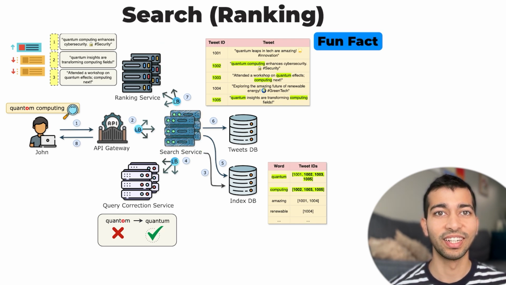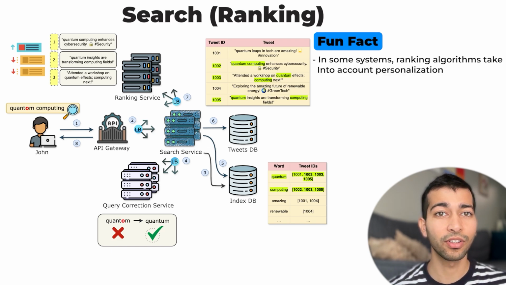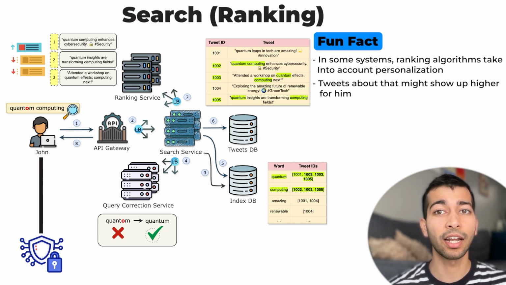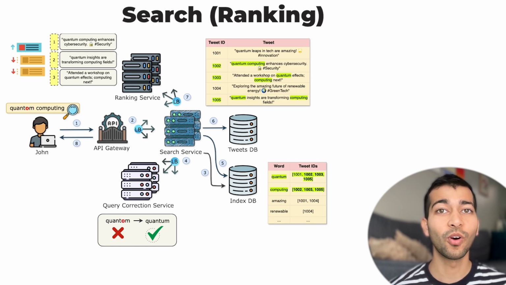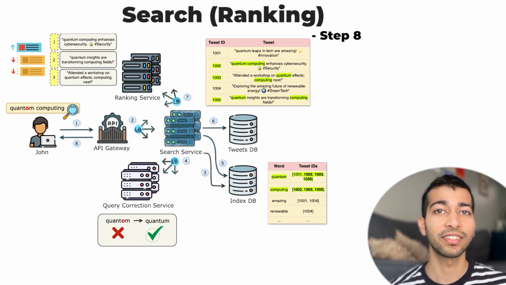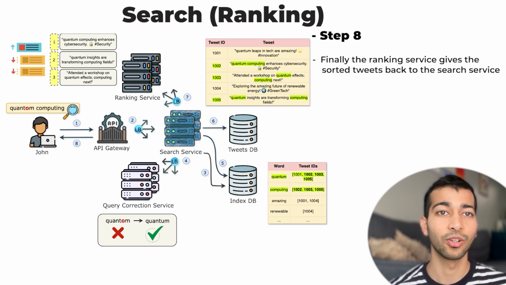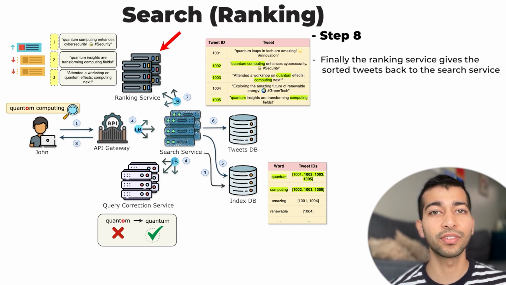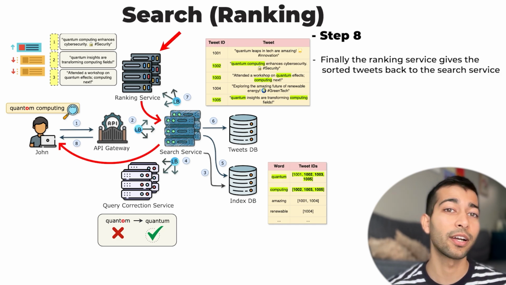Another fun fact here. Want to know how ranking gets even smarter? In some systems, ranking algorithms take into account personalization. Meaning if John loves reading about cybersecurity, tweets about that might show up higher for him. Isn't that interesting? Now we move on to step number 8, where results are given back to John. So finally, the ranking service gives the sorted tweets back to the search service, which then sends them back to John.